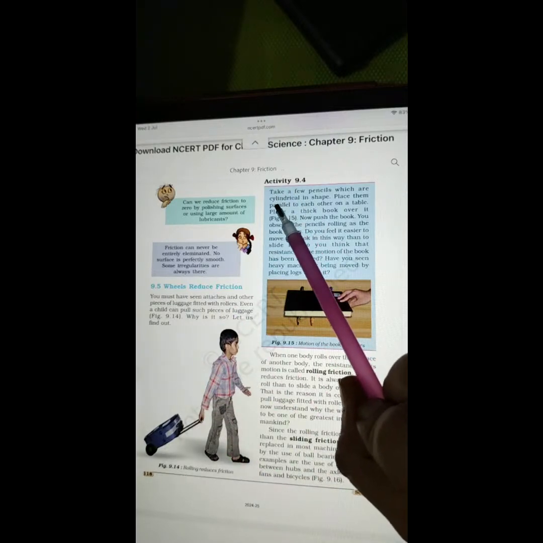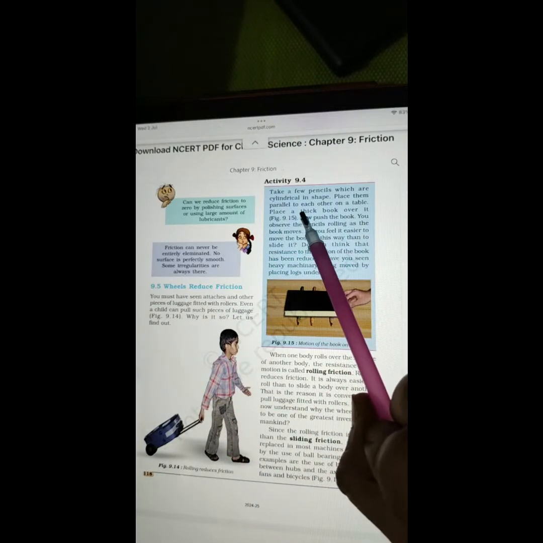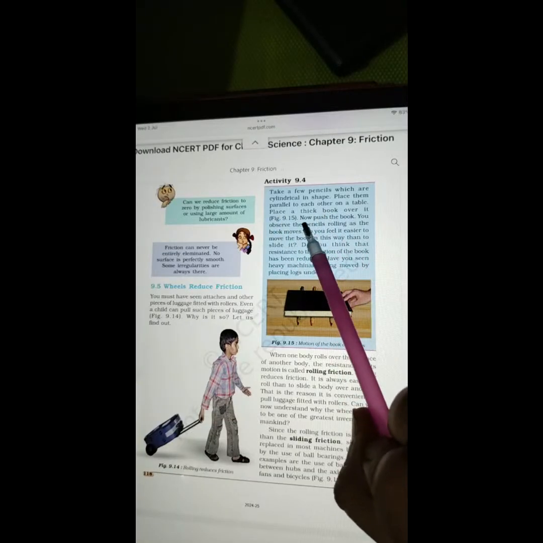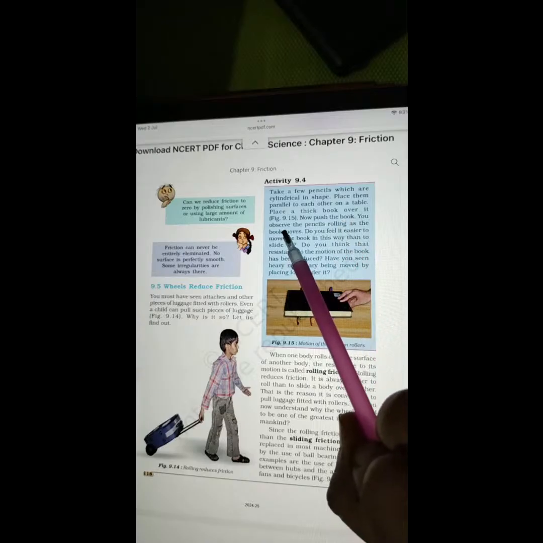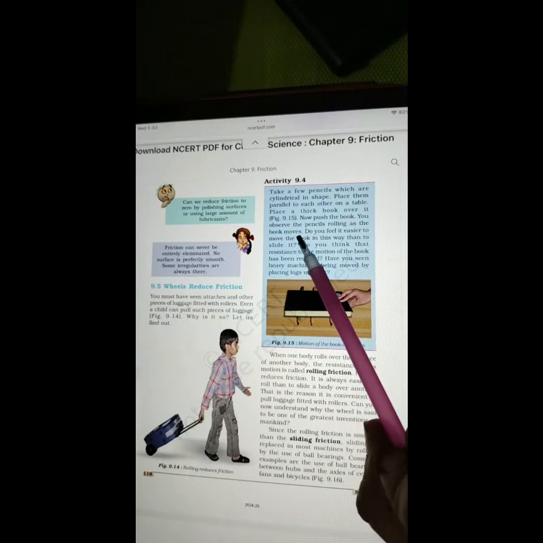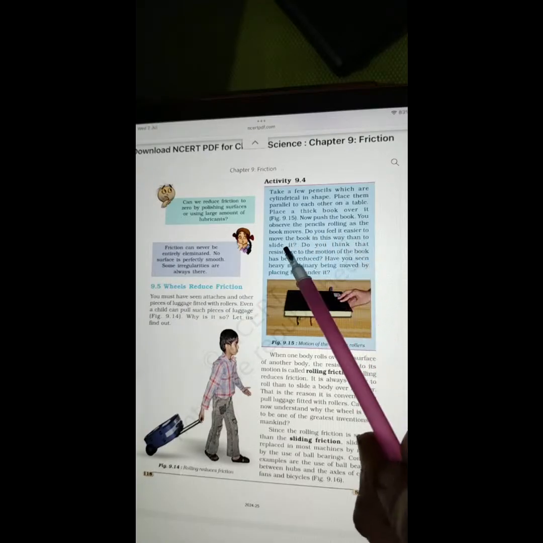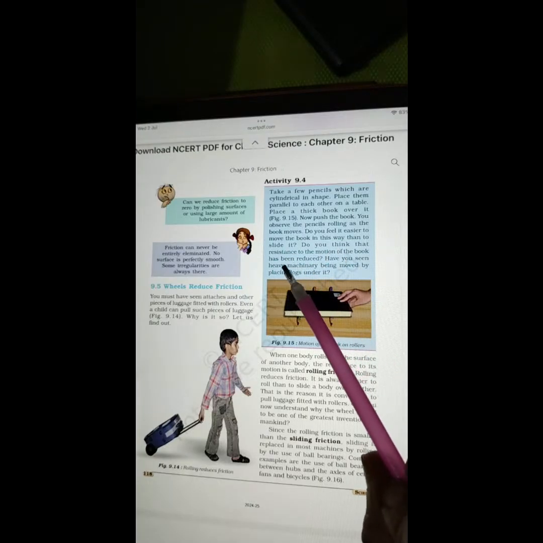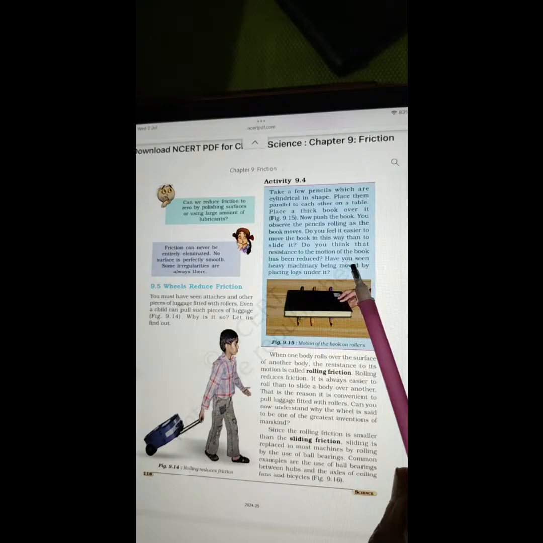Activity 9.4. Take a few pencils which are cylindrical in shape, place them parallel to each other on the table. Place a thick book over it as seen in figure 9.15. Now push the book. You observe the pencils rolling as the book moves. Do you feel it is easier to move the book in this way than to slide it? Do you think that resistance to the motion of the book has been reduced?